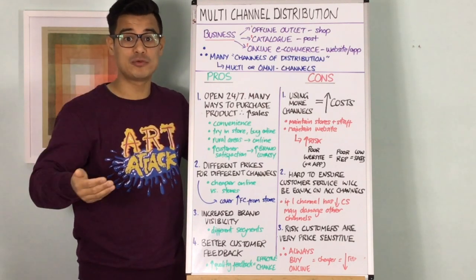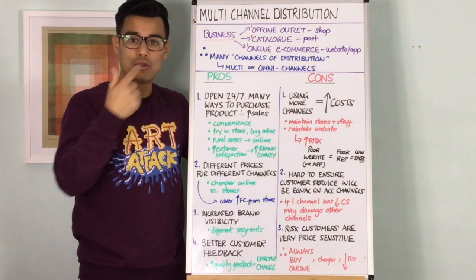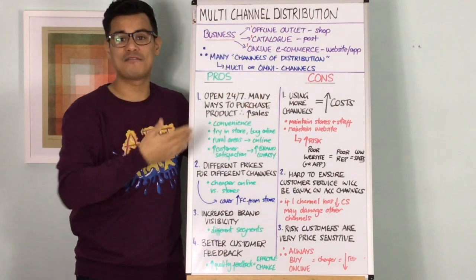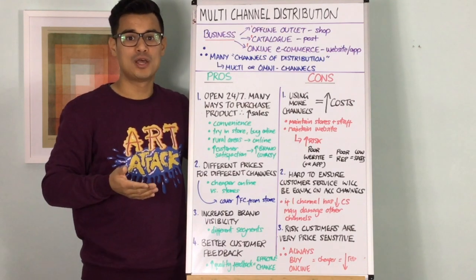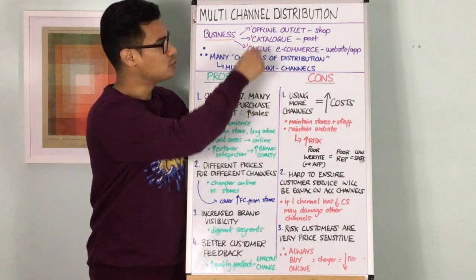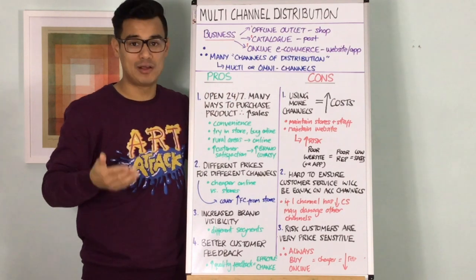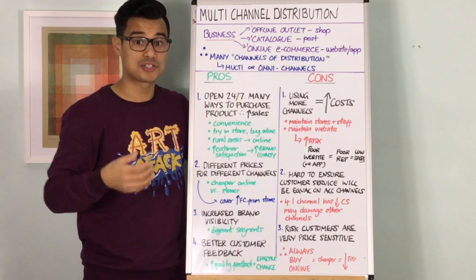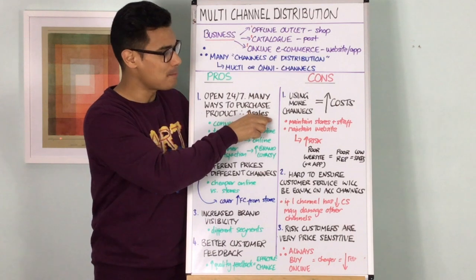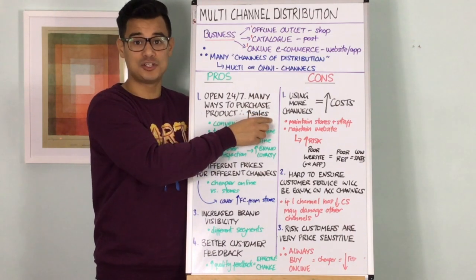And in the long term, if you're doing that, you're making profits. And on the other side, looking at the cons of having many channels of distribution. Number one is that if you use more than one channel of distribution, it's likely to lead to higher costs. The reason why is because you've got to maintain each of these channels of distribution.